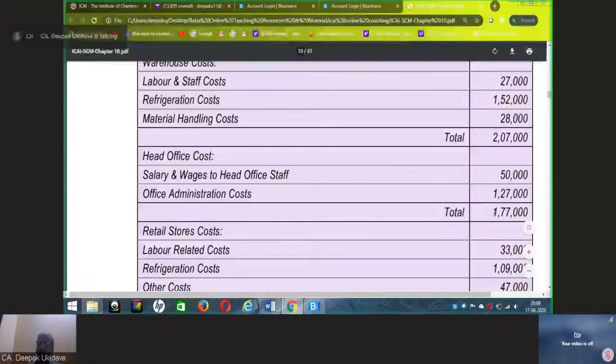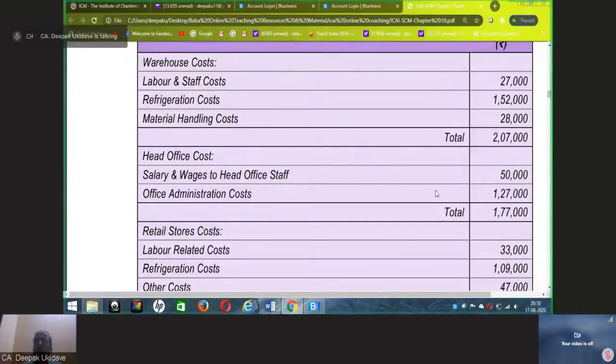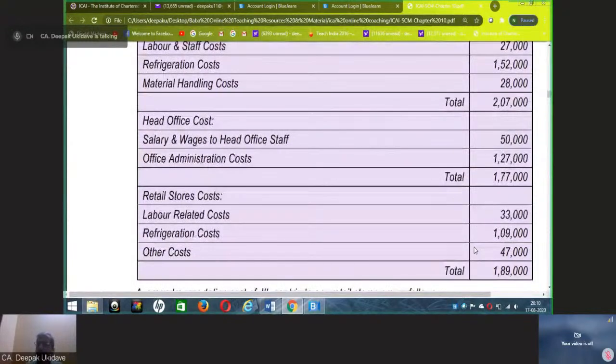In direct product profitability analysis, we don't allocate head office cost. Keep that in mind. In direct product profitability analysis, we don't allocate head office cost. We allocate direct product cost in terms of warehousing cost, retail stores cost, transportation, and so on. So retail stores cost are again labor related cost. Then you have refrigeration cost and other cost.